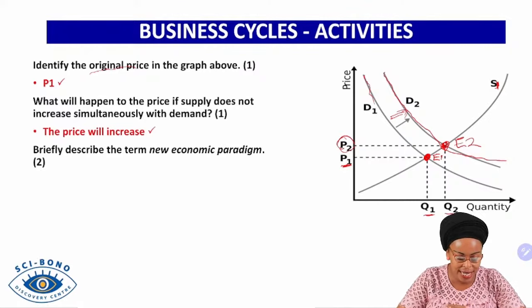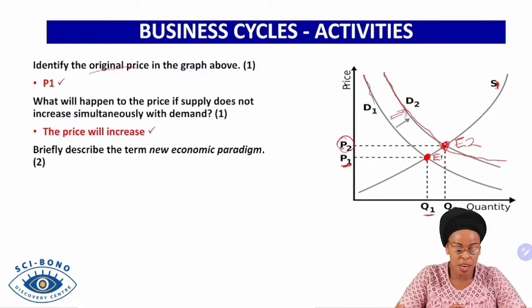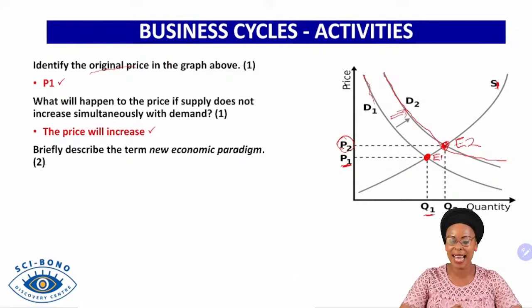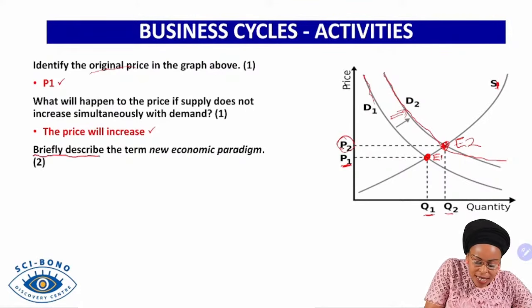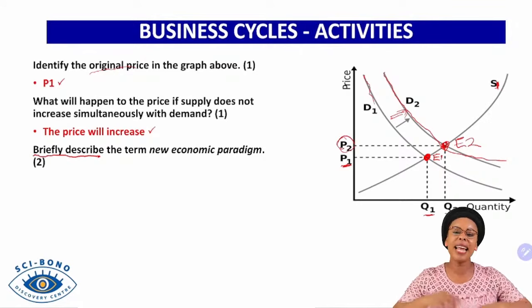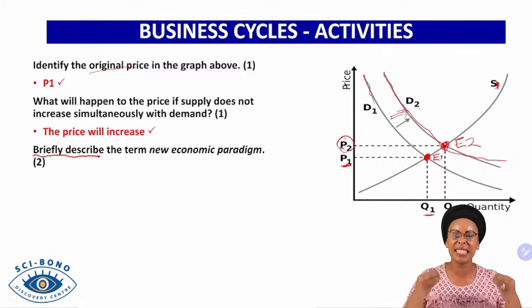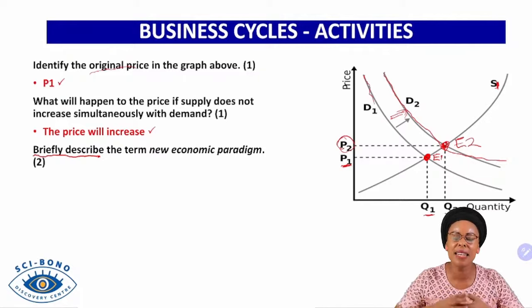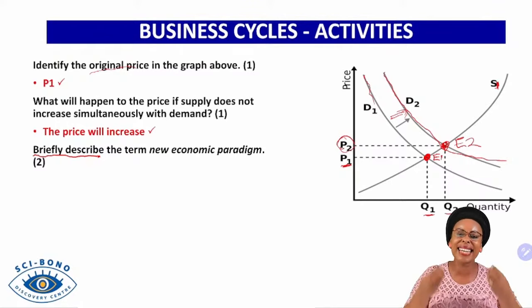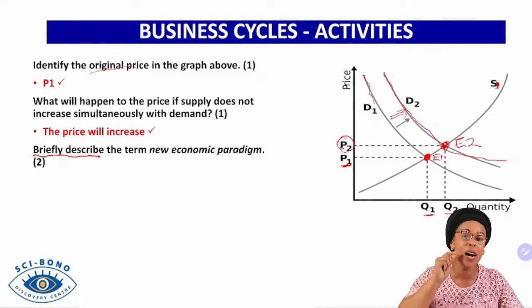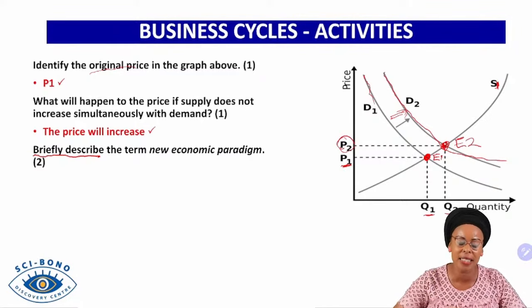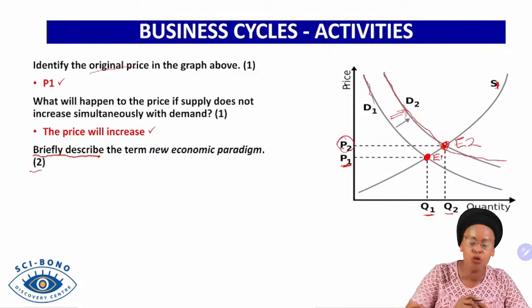Then the question says, briefly describe the new economic paradigm. Because of the words "briefly describe," you don't have to reproduce it the same way as it appears in the textbook. You can describe it in the manner that you understand it. As long as the description is correct, you will earn your 2 marks.